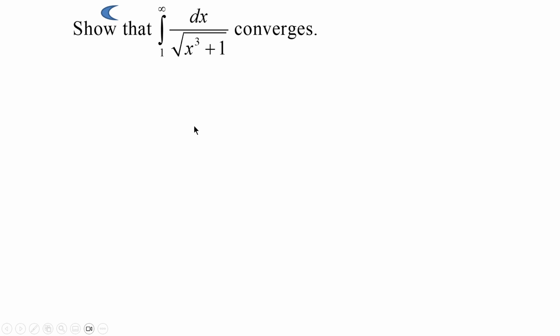Okay, this is day 3 of improper integrals, and this is the big day where we work a little bit more on comparison tests, and I want you guys to focus on the concept of reciprocal inequalities. You're going to use that a lot. So, first we have to show that the improper integral from 1 to infinity of dx over the square root of x cubed plus 1 converges.